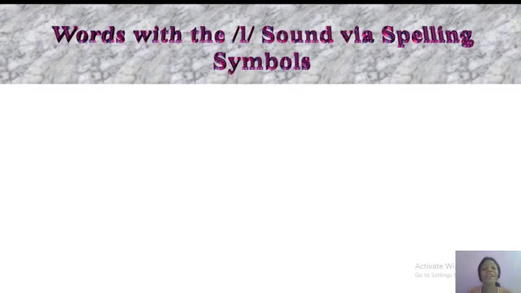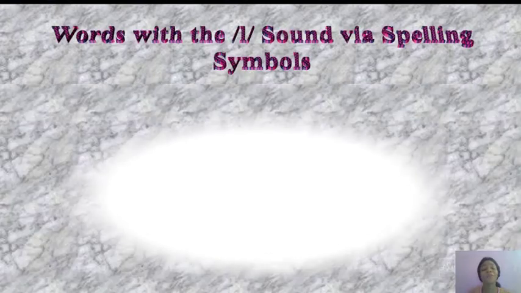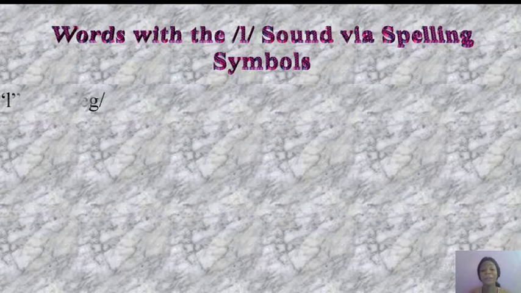Words with the L sounds via spelling symbols. Now, one of the spelling symbols for the sound is L, letter L. Most words that have letter L in their spellings are actually pronounced in that manner. So we have it there, leg, L-E-G, leg. As you can hear, the L has the L sound.